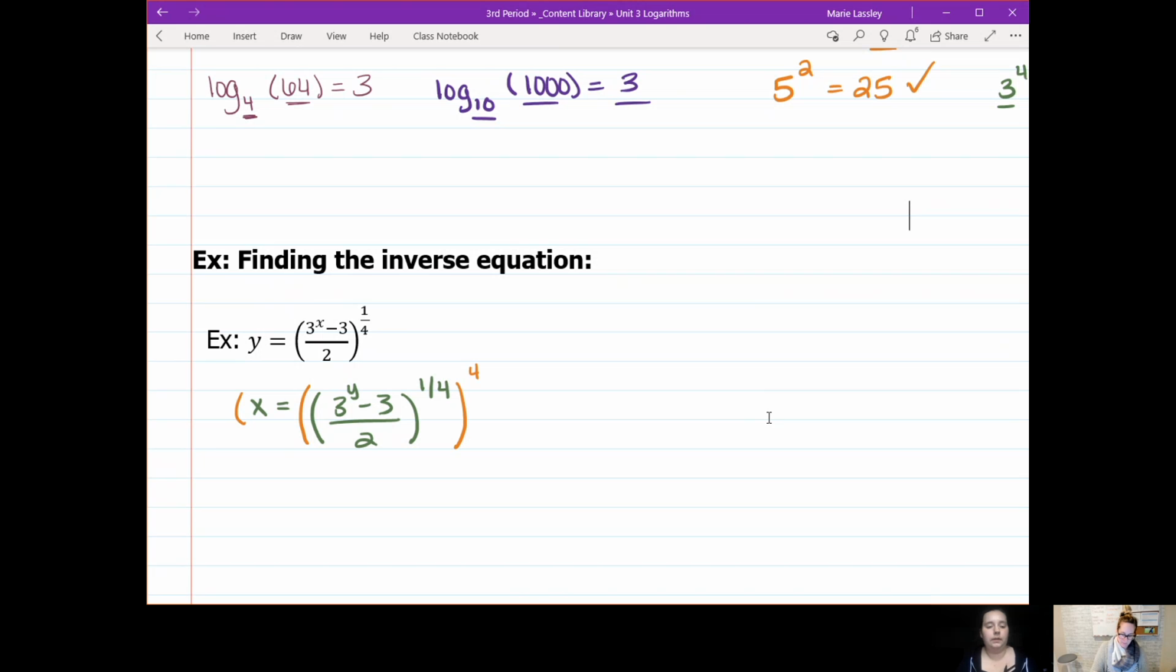And then you're going to do the same thing to the other side. So you're going to get x to the 4th there. And you end up with x to the 4th equals just what's inside those parentheses. So 3 to the y minus 3 over 2.